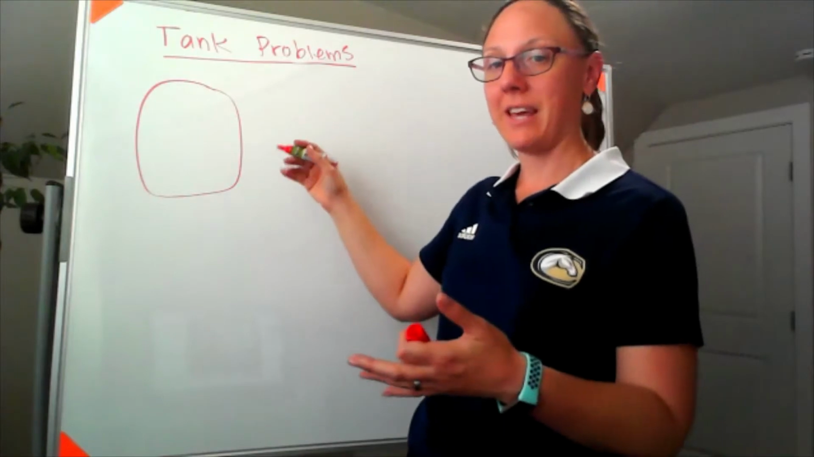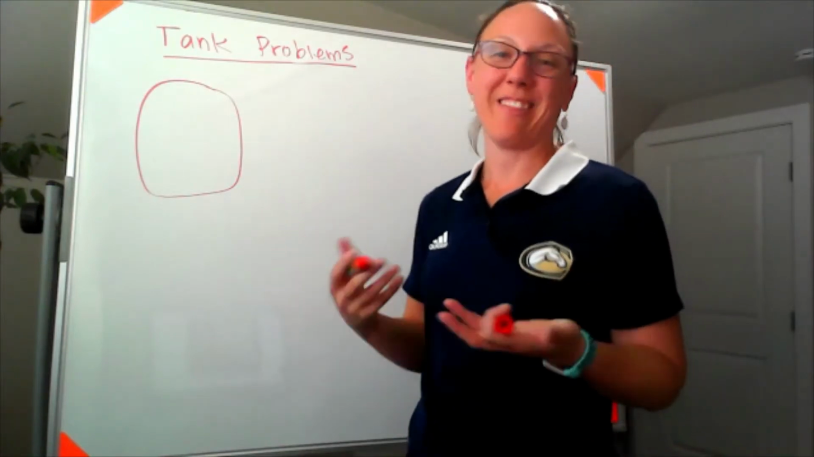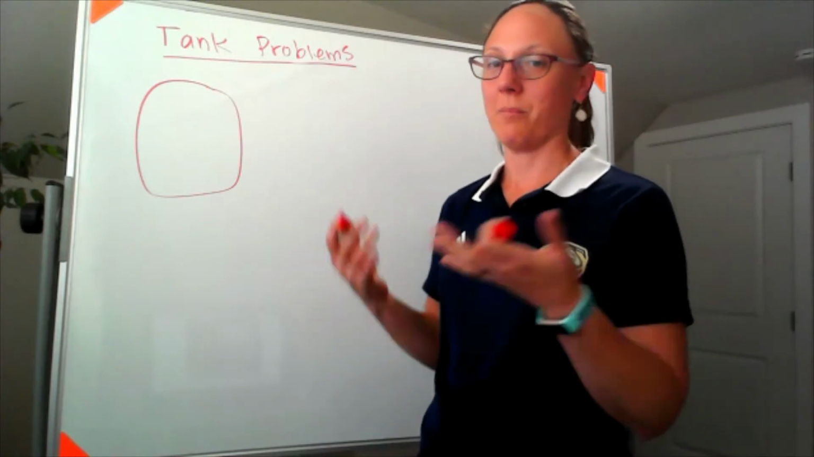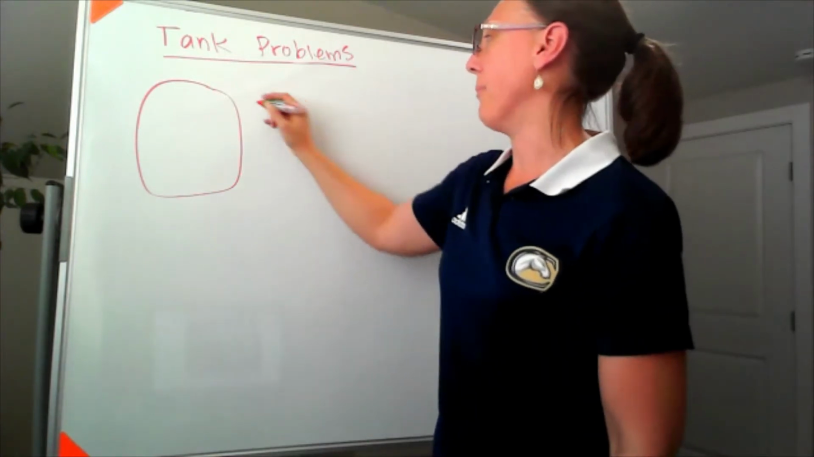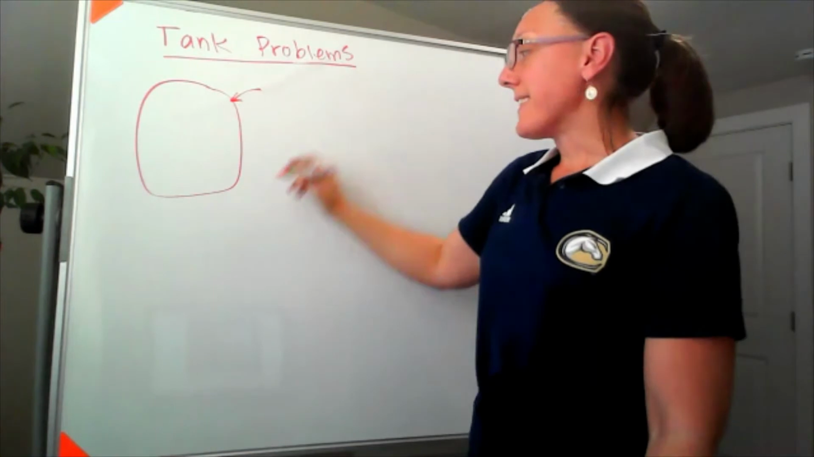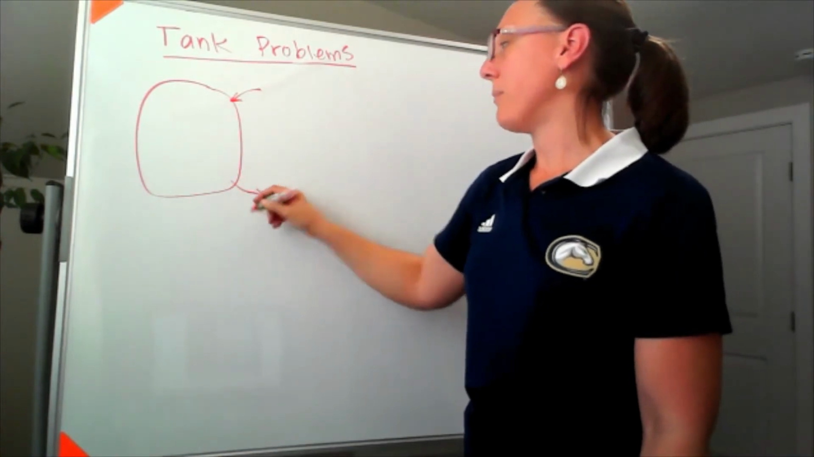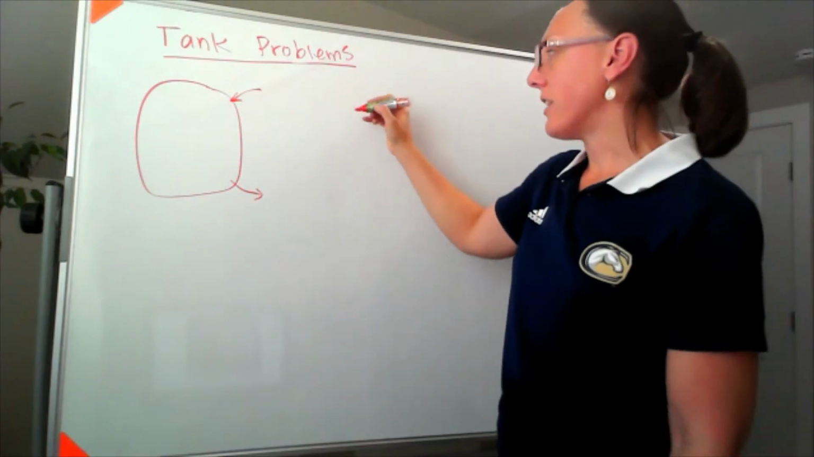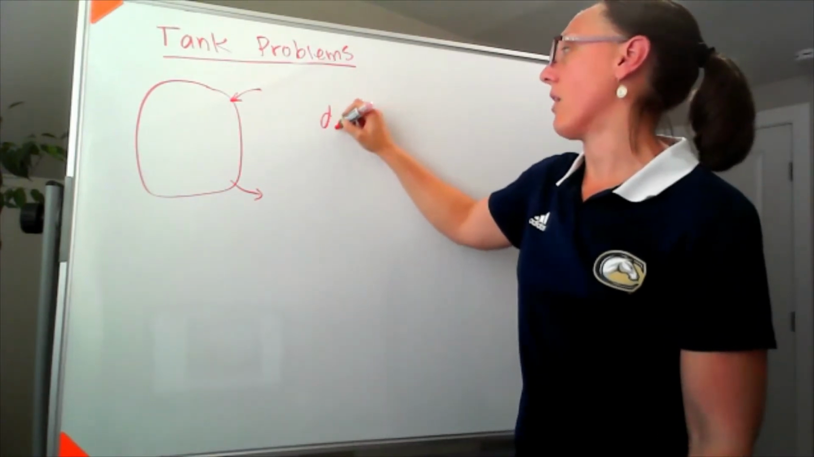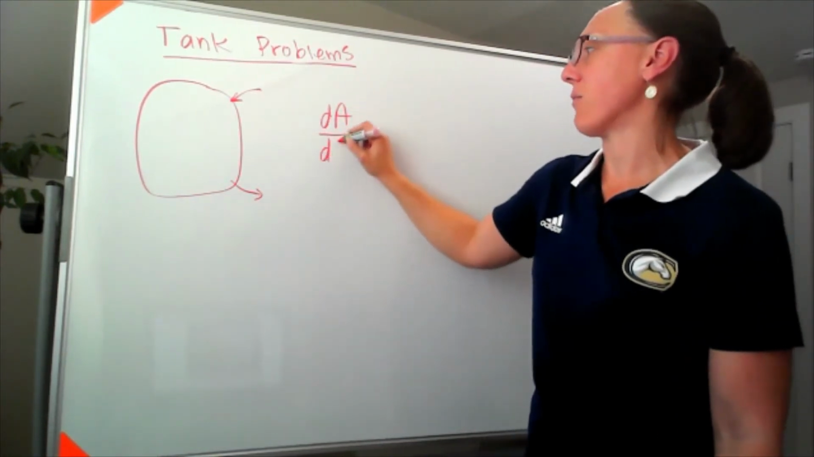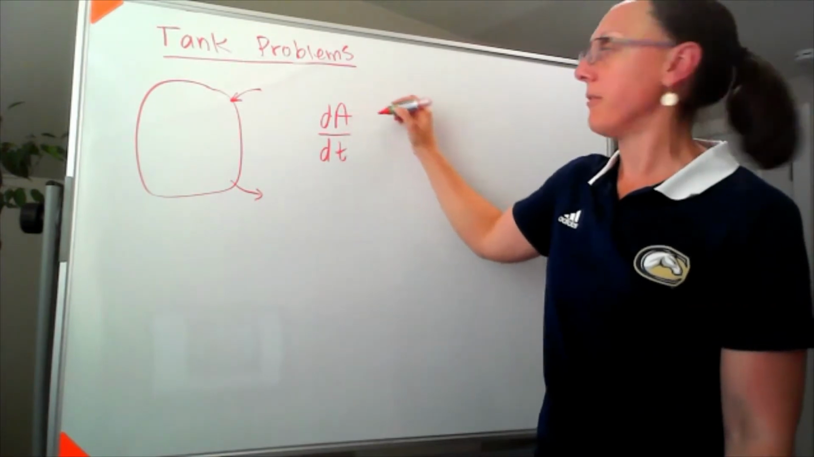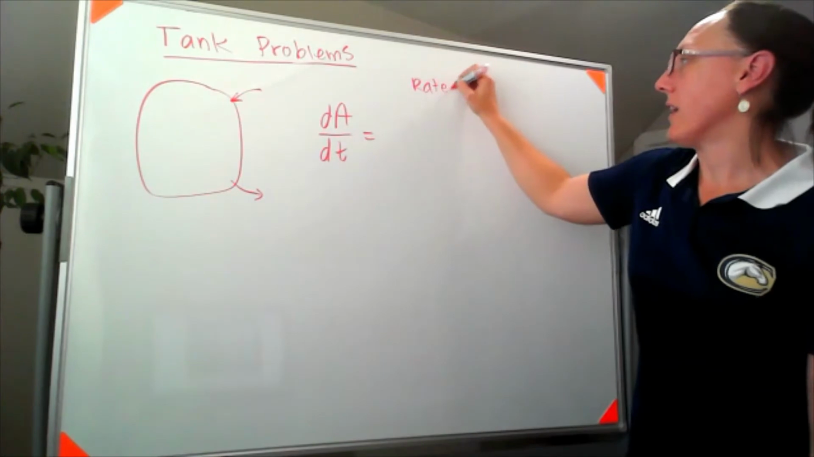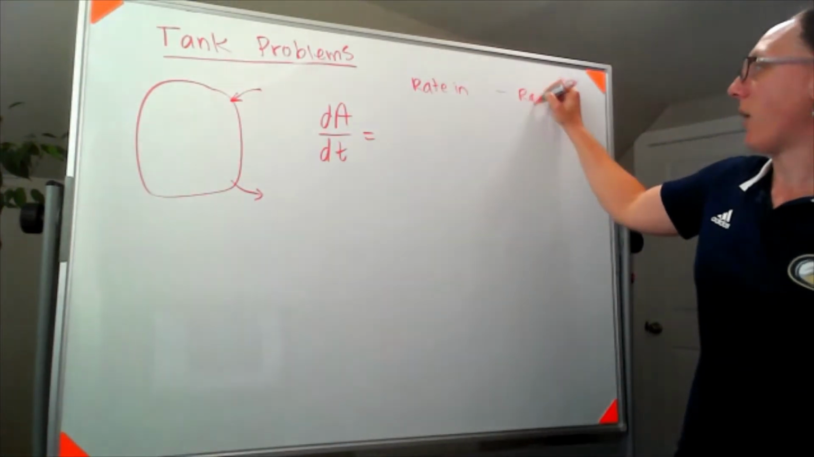For simplicity, just because I think you're likely to see it as a tank with salt or sugar or something flowing in, we're going to be given some kind of a rate in, and we're going to be given some kind of a rate out. So the change in the amount of stuff, or I'll just call that dA dt for the amount of stuff, it's going to be a rate in minus a rate out.